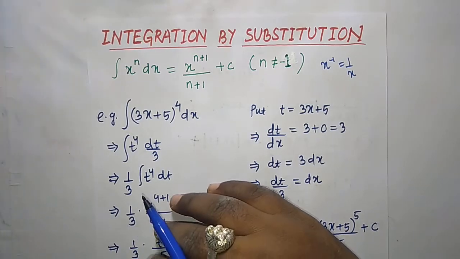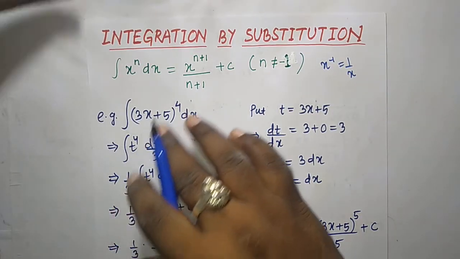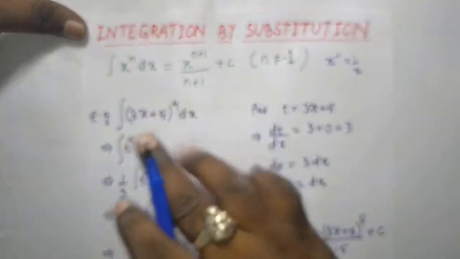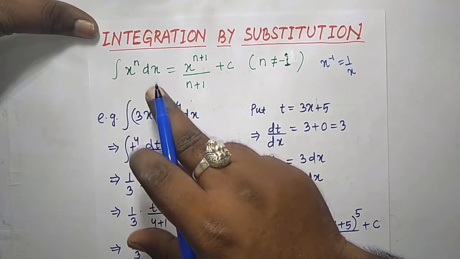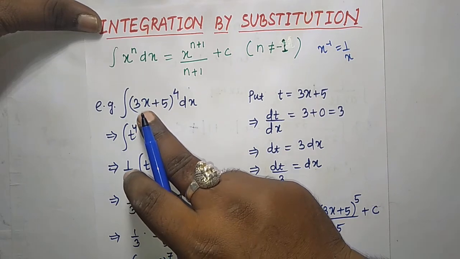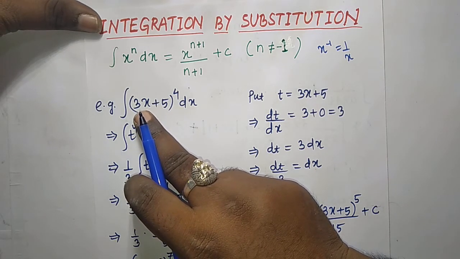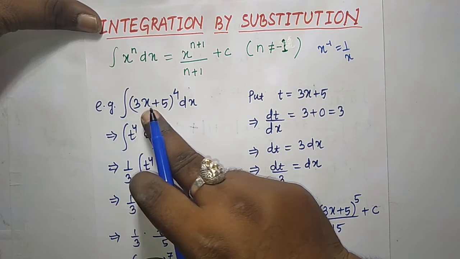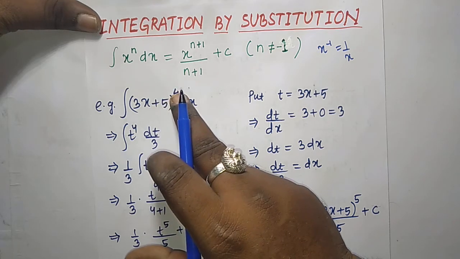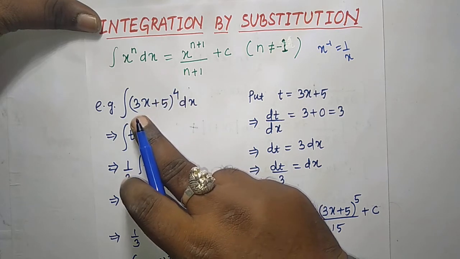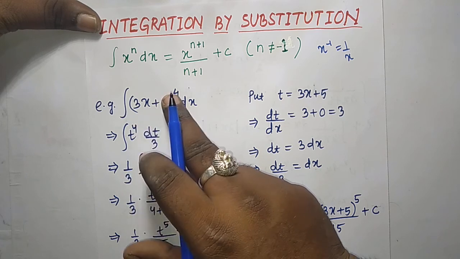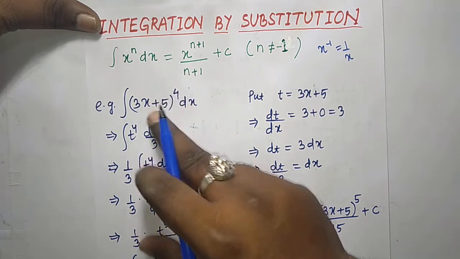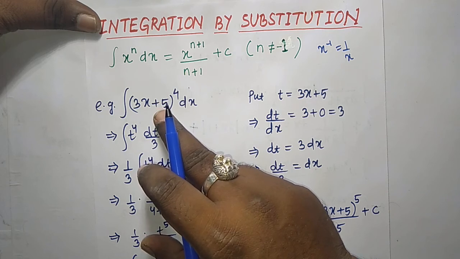Okay, now let's continue our chapter integration by substitution using this formula, integration of x to the power n. See, suppose one example is there. We have to find integration of (3x plus 5) whole to the power 4. Okay, we have to integrate this term. What is this? This term is (3x plus 5) whole to the power 4. Okay, we don't know its formula to integrate.